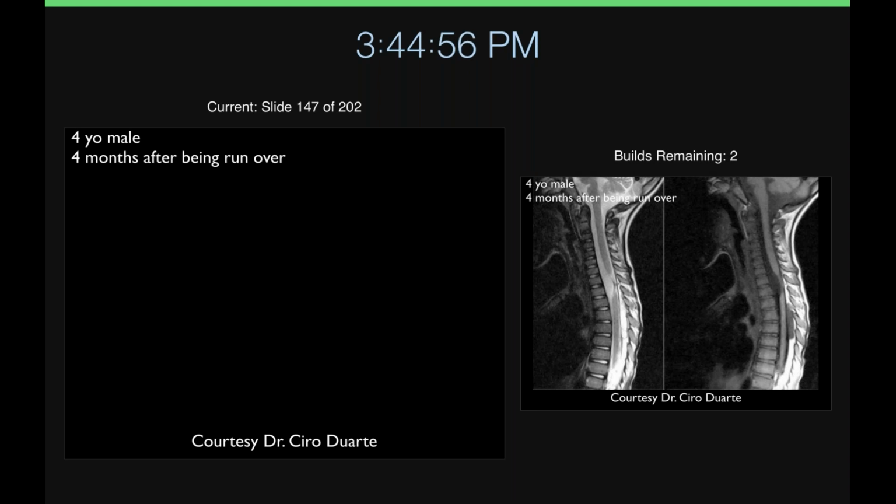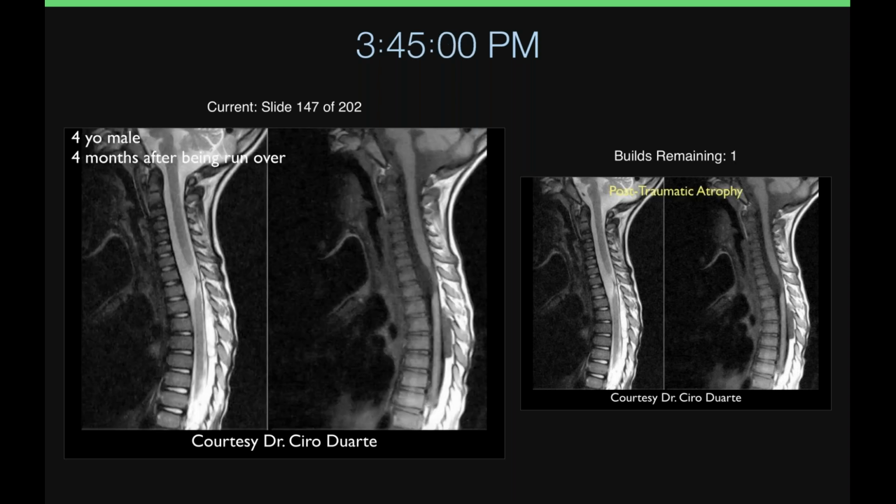There you go. 4-year-old male, 4 months after being run over. Okay, there is a kind of large epidural space at the lower cervical spine, upper thoracic spine. So what is going on here? Is there significant compression on the cord?